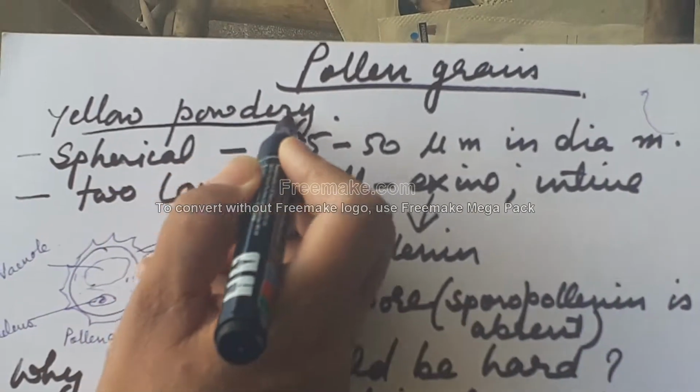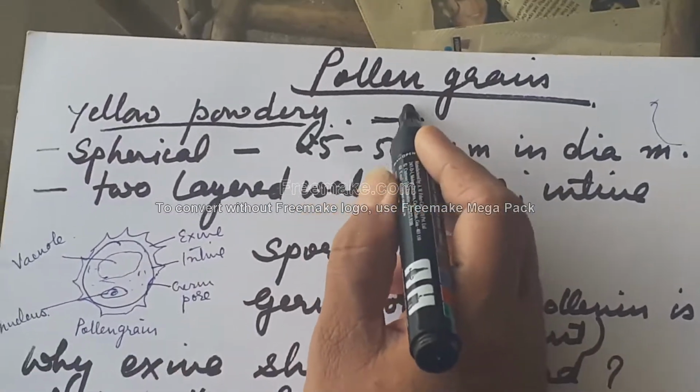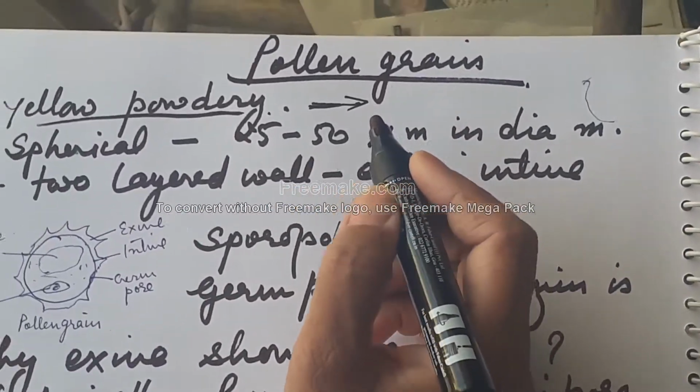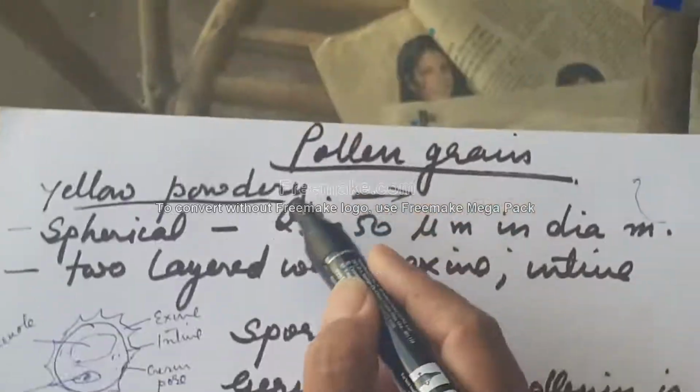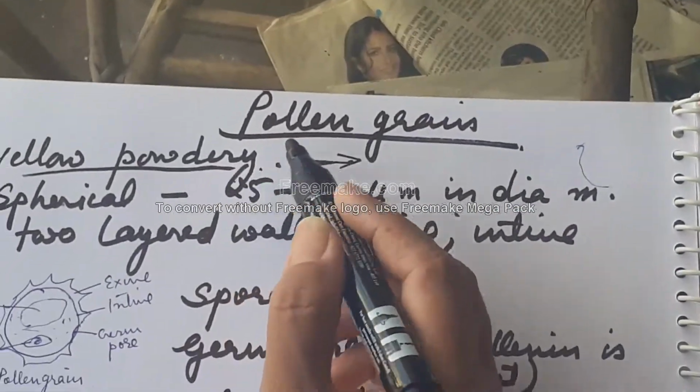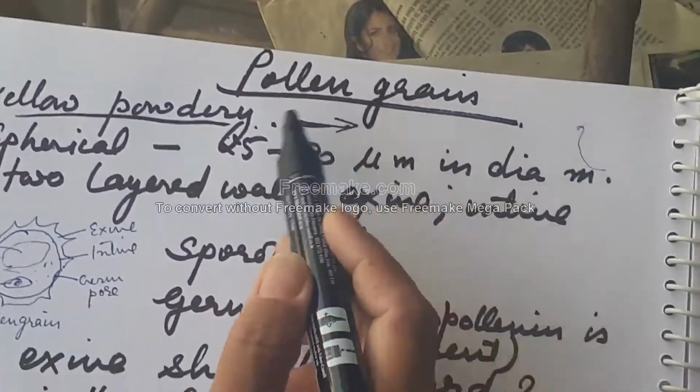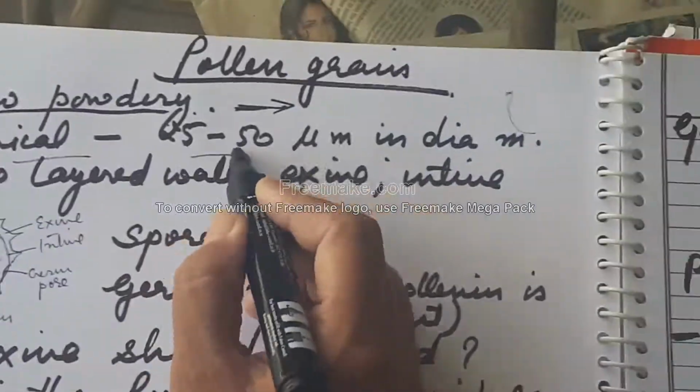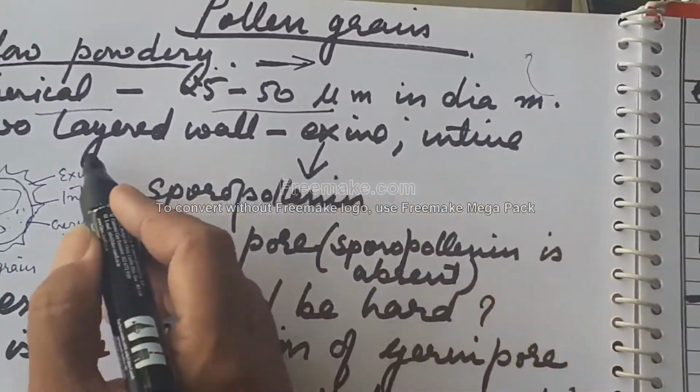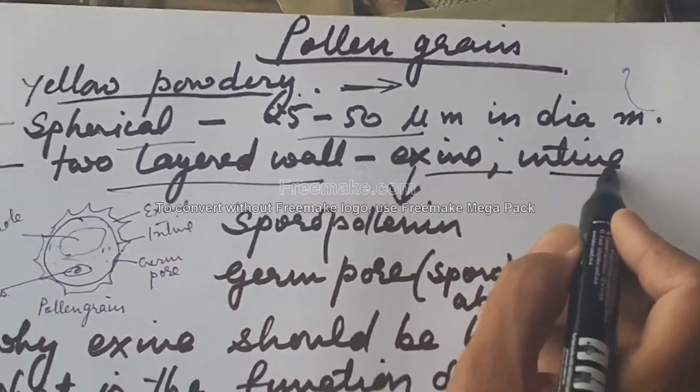That is the yellow powdery mass you must have observed in the hibiscus flower while doing the experiments in the lab. The yellow powdery mass present around the stigma is pollen grains. They are spherical, 25 to 50 micrometers in diameter. They have two-layered walls, exine and intine.